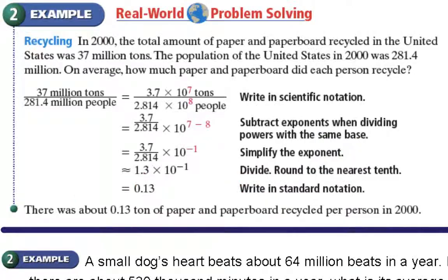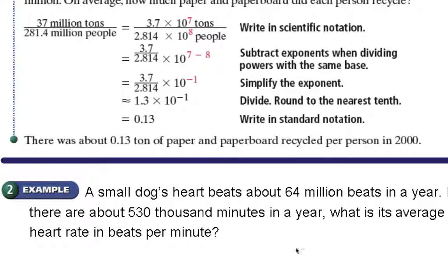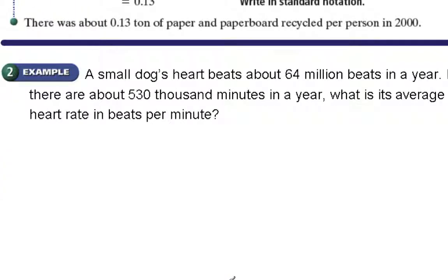All right, example 2. Goodness gracious, I don't like this example. I wish there was a different one here. A small dog's heart beats about 64 million beats in a year. If there are about 530,000 minutes in a year, what is its average heart rate in beats per minute?